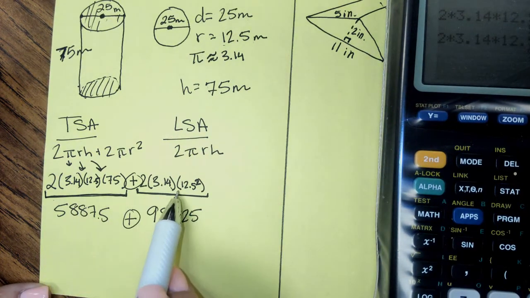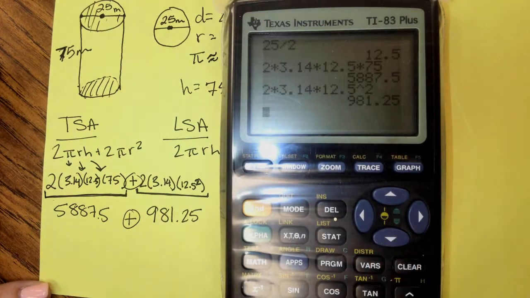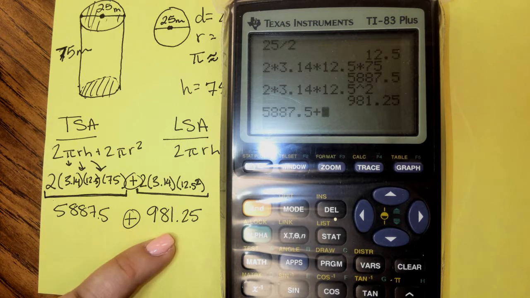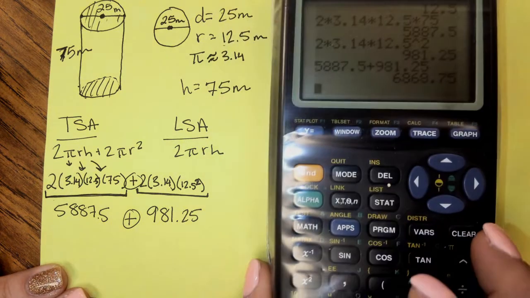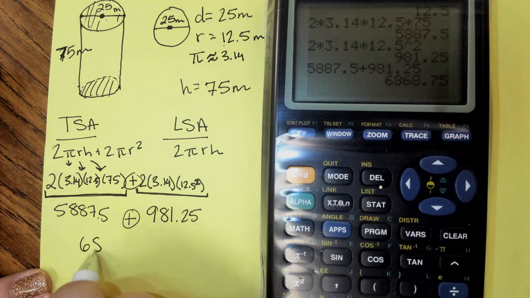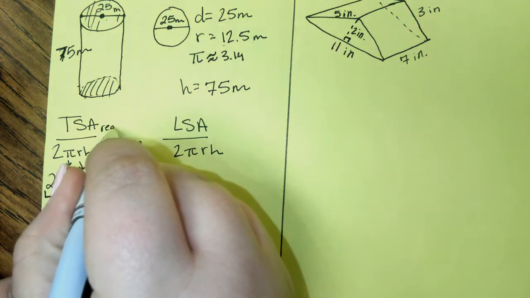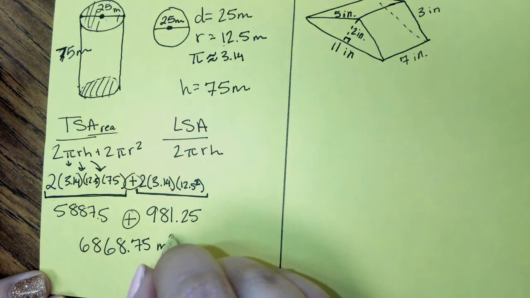Now that I have both products, we can add them together for the total surface area. We have 5,887.5 plus 981.25. Add those together and the total surface area is 6,868.75. This is a type of area, total surface area, so the units that we're measuring in have to be squared.